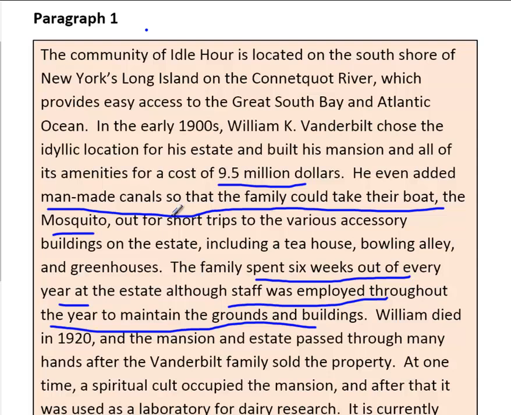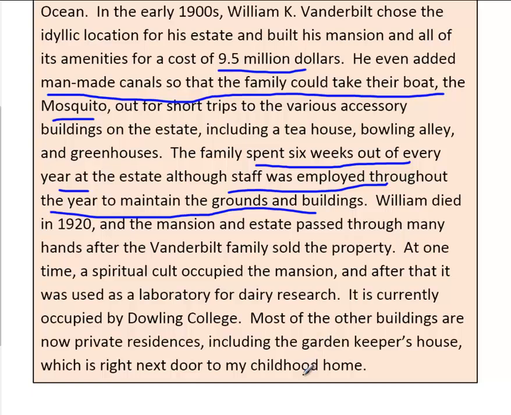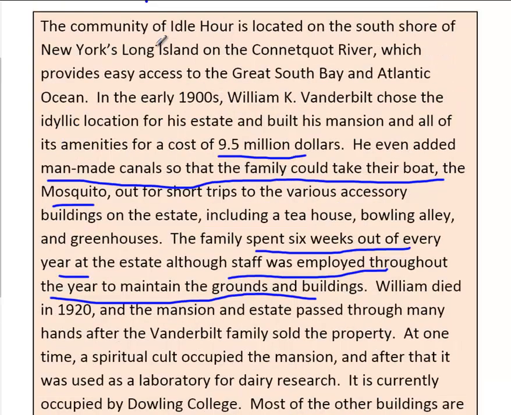Statement number 8 said that the author of the passage grew up on Long Island. Now, the author ends the passage down here by stating that her childhood home was right next door to the gardener's house. Since we know from the beginning of the passage that the estate was located on the south shore of Long Island, and that Long Island is part of New York, it is logical to infer that the author grew up on Long Island.